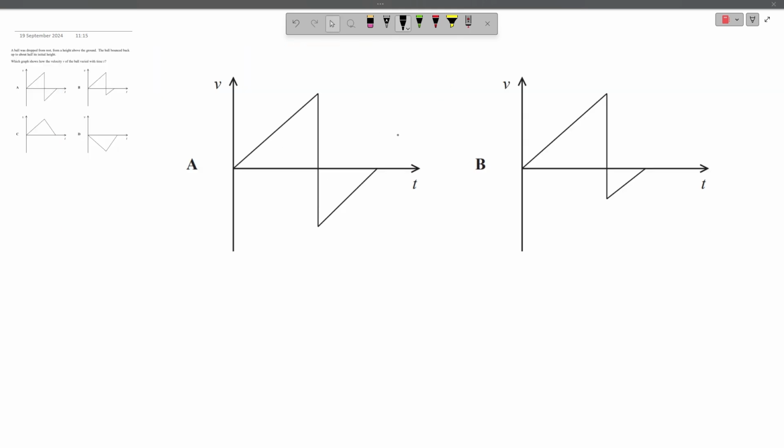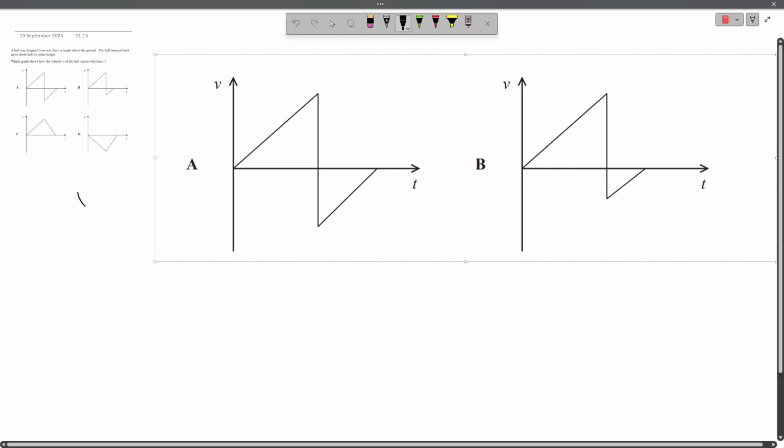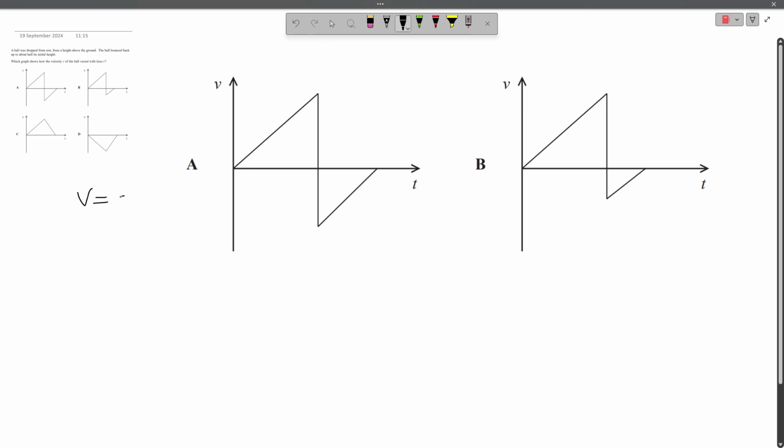Looking at these graphs then, how can we get information about the distance covered, in other words the drop height and the bounce back up? Well, we know that velocity is distance over time. Therefore, that implies that velocity times time equals distance. Given that we've got velocity on our y-axis and time on our x-axis, that simply means that the area under the graph is equal to the distance travelled.